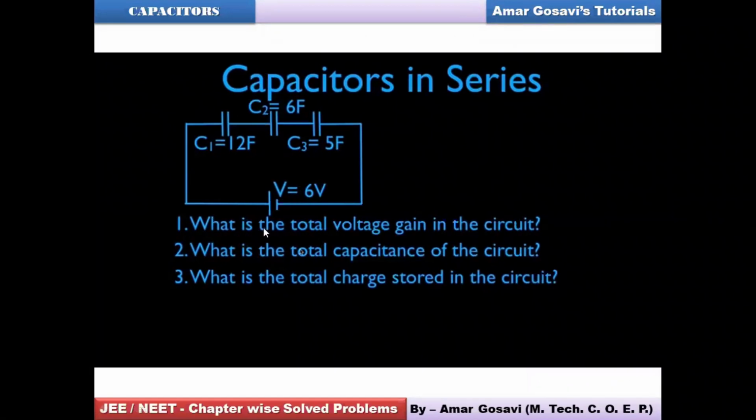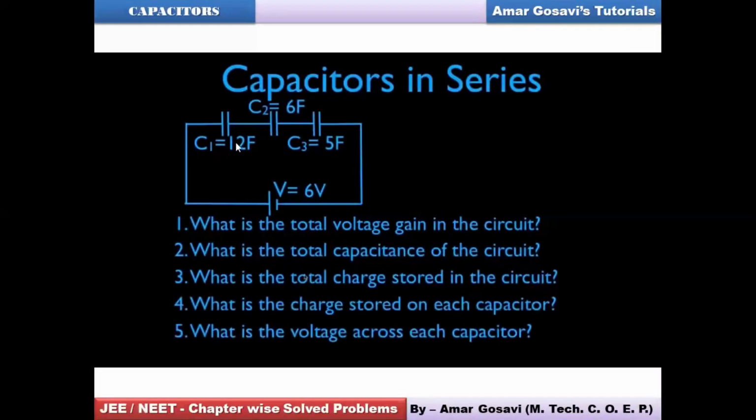Now the questions they are asking: what is the total voltage gain in the circuit? What is the total capacitance of the circuit? What is the total charge stored in the circuit? Total capacitance will be directly given by the formula which we have derived. Then the question extends: what is the charge stored on each capacitor? Then what is the voltage across each capacitor? So all these things are to be worked out. Please make a note of this problem, and subsequently we will try solving it.